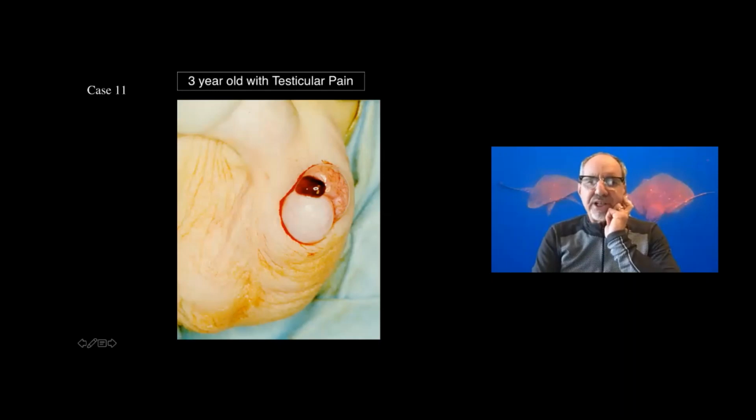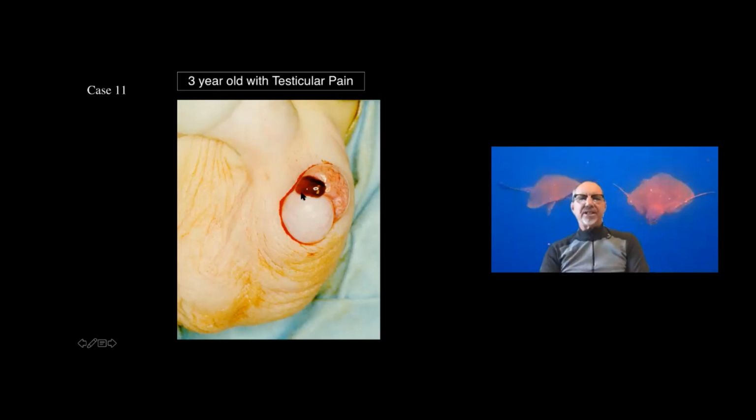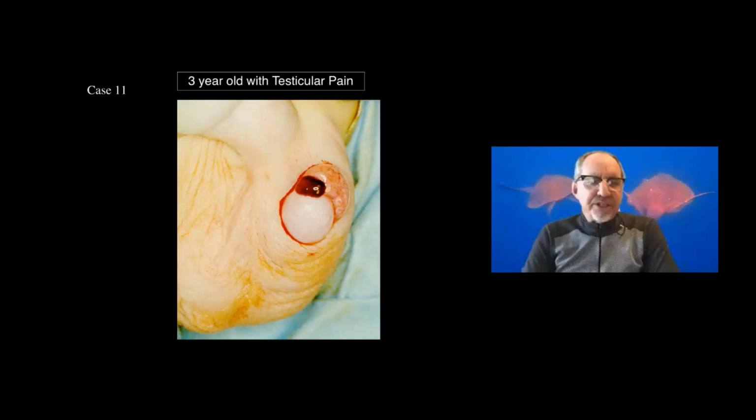Let's see how we did in our poll. Correct, torsion of the appendix testes. Could be torsion of the appendix epididymis, but in this case, it's the appendix testes because it looks like it's coming off the testes more, and the appendix of the testes is a lot more common than the appendix of the epididymis. I agree that it's not typically a urologic emergency.